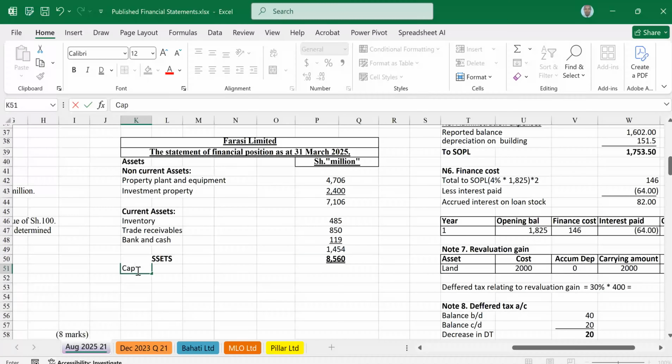Equity and liabilities. The equity and liabilities. Then you start with equity.